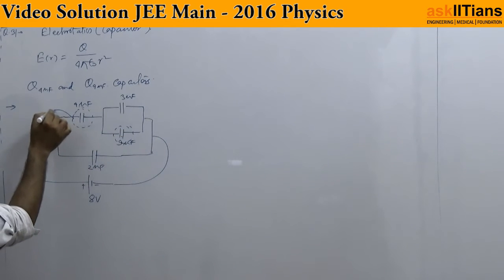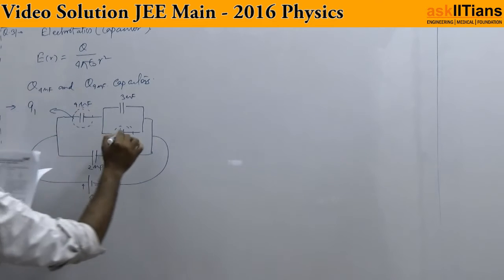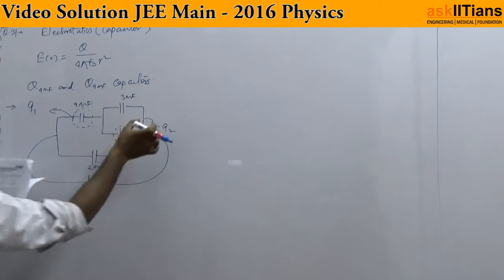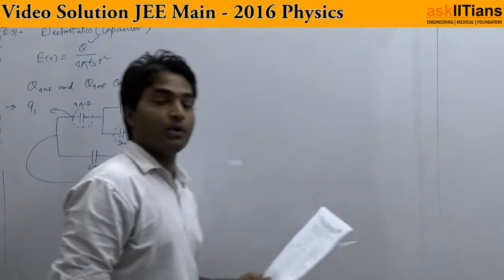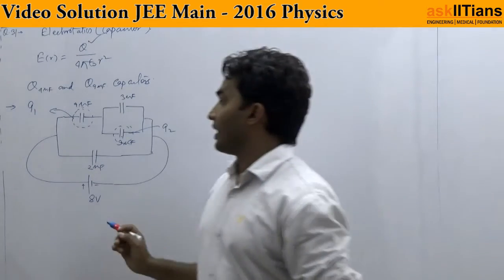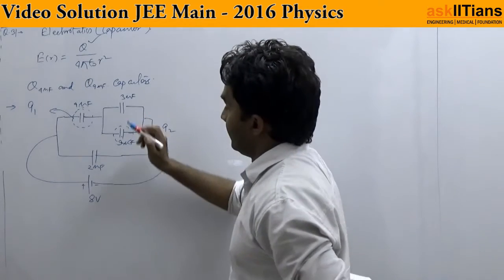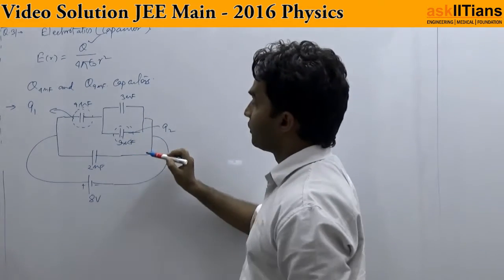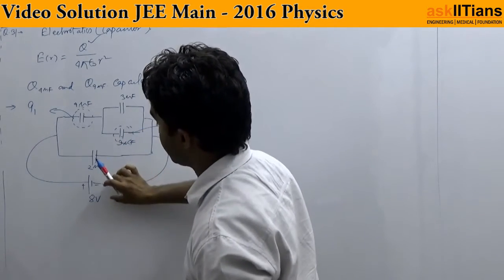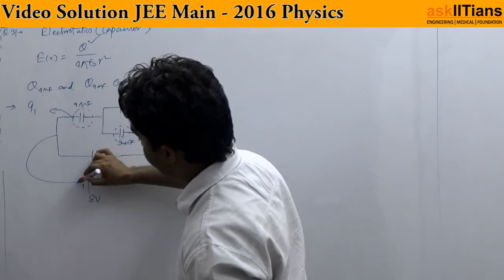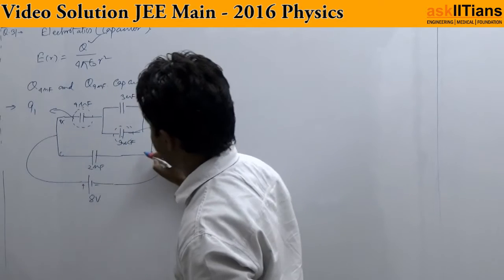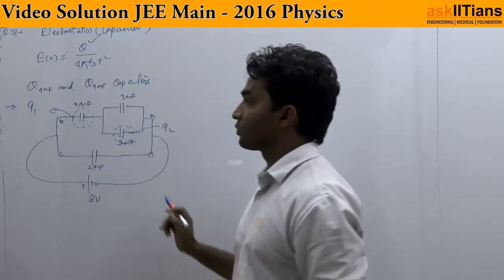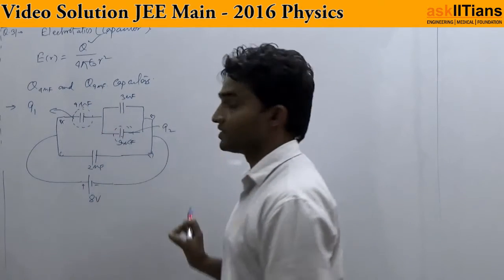So if I say the charge is Q1 over here and Q2 over here, then Q1 plus Q2 will give me the value of the charge. How can we find out the value? Whenever we want to find the net capacitance, meaning net charge distribution, we can see that the 8 volt battery, A and B, C and D are connected in parallel. That's why the potential difference across AB will be the same.